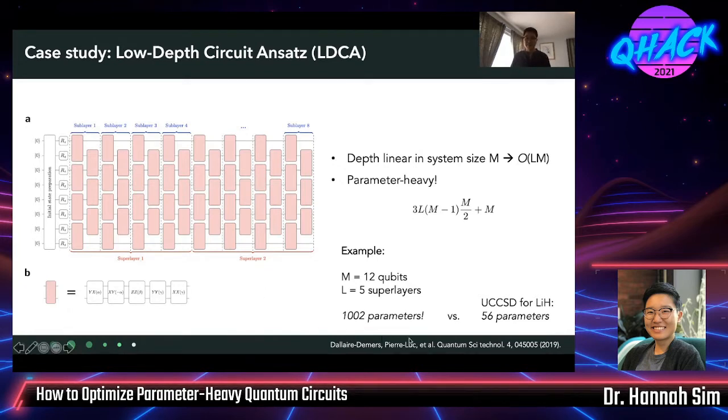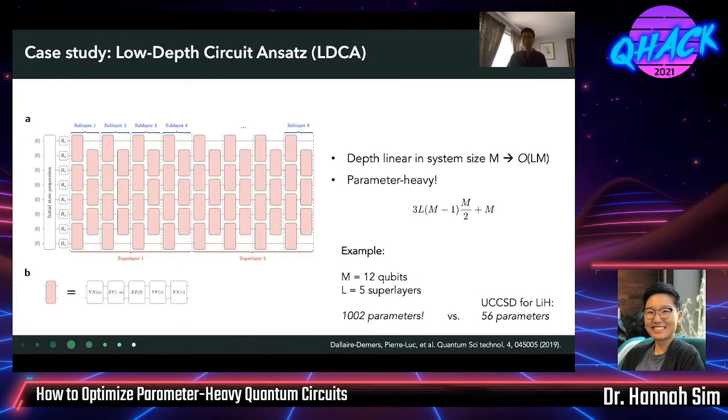And to compare that, in the case of the unitary coupled cluster circuit, estimating the ground state energy of lithium hydride, a 12-qubit problem, this corresponds to a circuit that only has 56 parameters in comparison. And so you may be wondering, why would anyone want to implement this LDCA circuit over this UCC type circuit? The reason is that this UCC type circuit, even though it has 56 parameters, corresponds to a much higher circuit depth than the 1,002 parameter LDCA circuit.